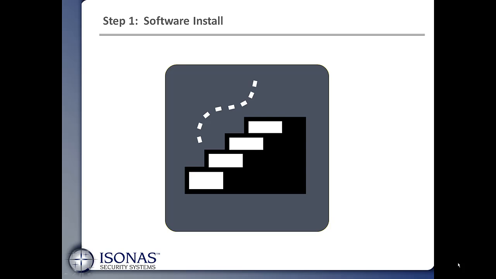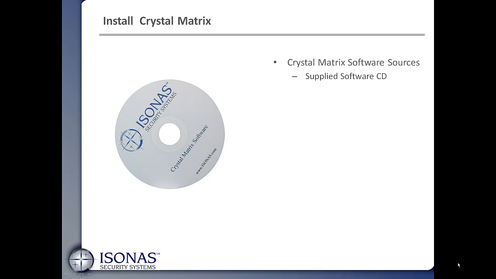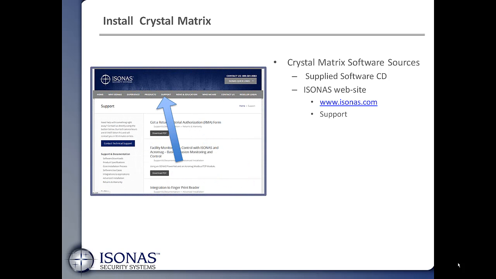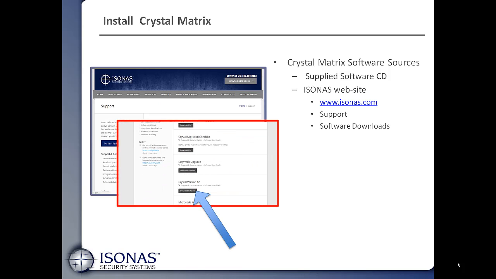Step 1. Installing the access control software onto your workstation. The ISONAS Crystal Matrix software is typically obtained from one of two sources. You may use the CD that was shipped with the PowerNet. Also, the latest Crystal software is always available for download from the ISONAS website. Our recommendation is that whenever you're installing the system, you should download and use the latest version. Select the Support menu item, then the Software Download page, and select the Crystal version 12 option.